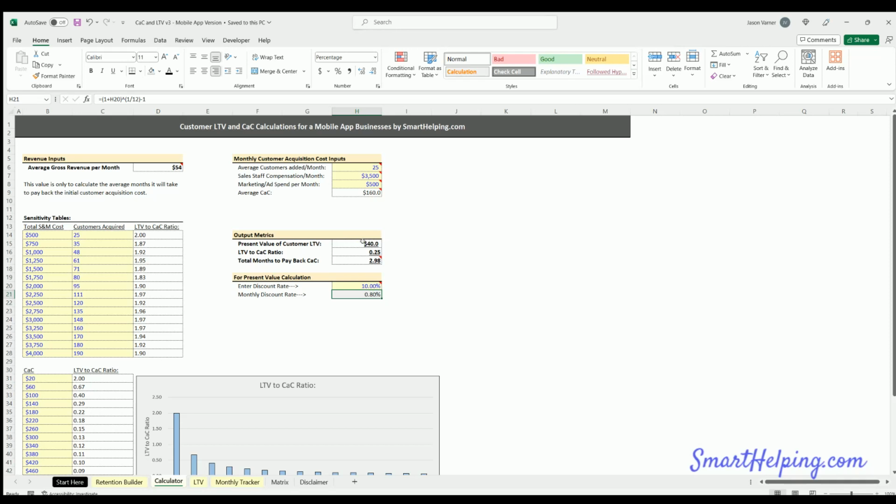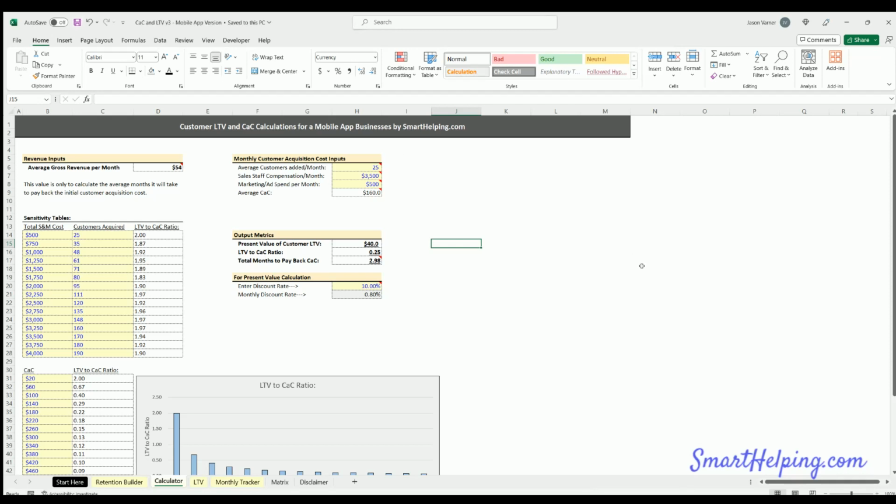And then once we know that, we can say, well, the LTV is $40. We're spending $160 to acquire a customer, so our ratio is 0.25. That's bad. That means you're spending $160 for every customer, and they're only giving you an average of $40 back over time.